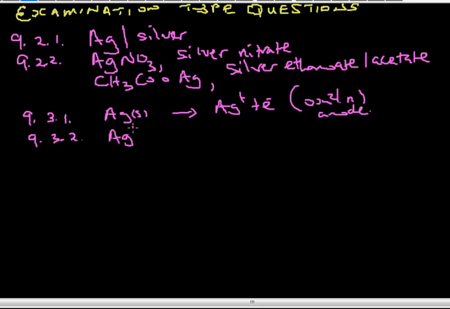Why? Because now our silver aqueous ions plus an electron give us silver solid, and this one is a reduction reaction which is happening at the cathode. So as you can see, we have the formation of silver solid, and we're going to have a layer of silver which is going to form on our metal, right?